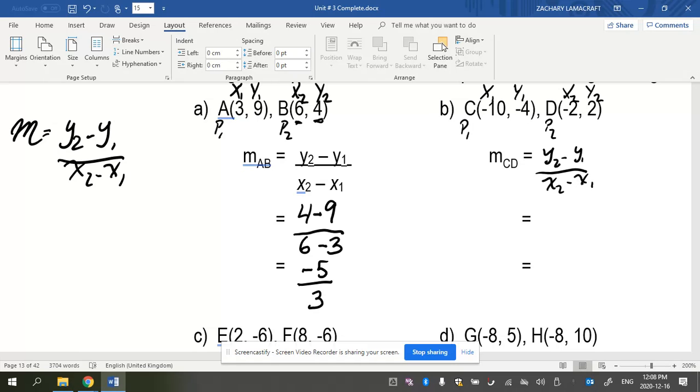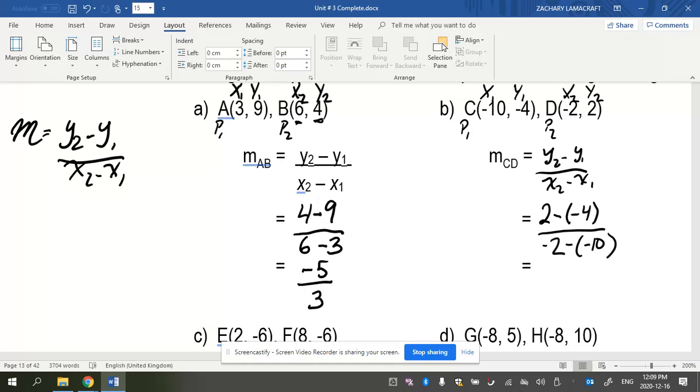And if we just fill those numbers in, y2 is 2. Then things get tricky with some integers, but it's subtracting. And what's our y1? -4. So we do bracket -4. Okay. And then over x2, which is -2, minus x1, which is -10. Okay, so we're dealing with some integer work here.